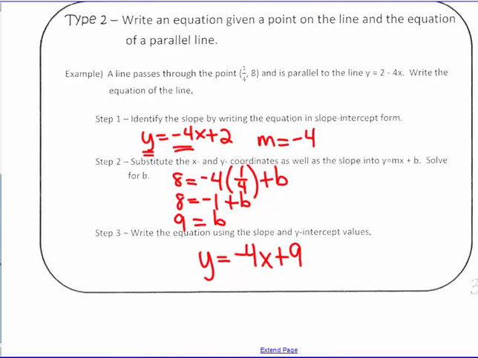So the difference between type 1 and type 2: in type 1, I was given the slope. In type 2, I'm given the slope of a parallel line and I have to figure out the slope. Still, I'm putting in the ordered pair point that I was given. So y equals -4x plus 9.